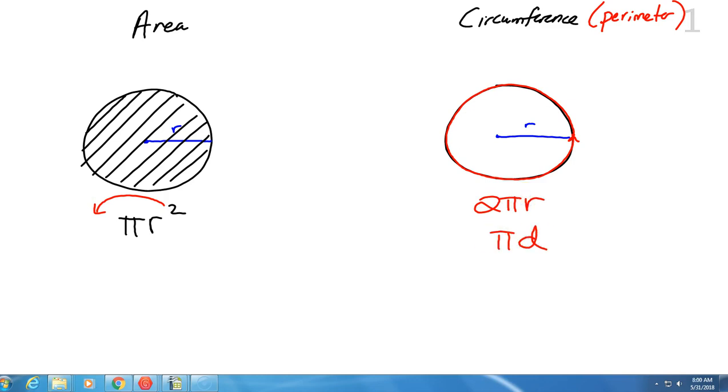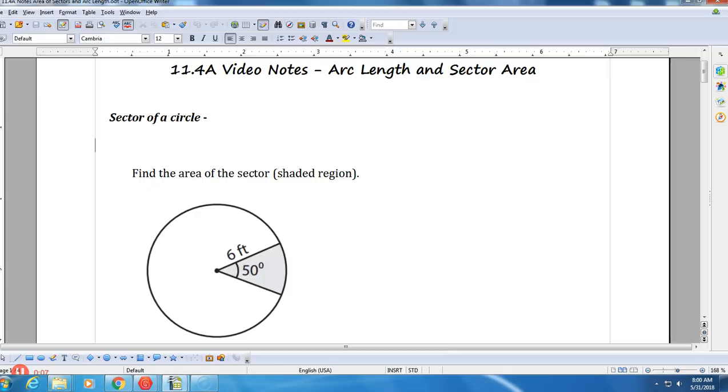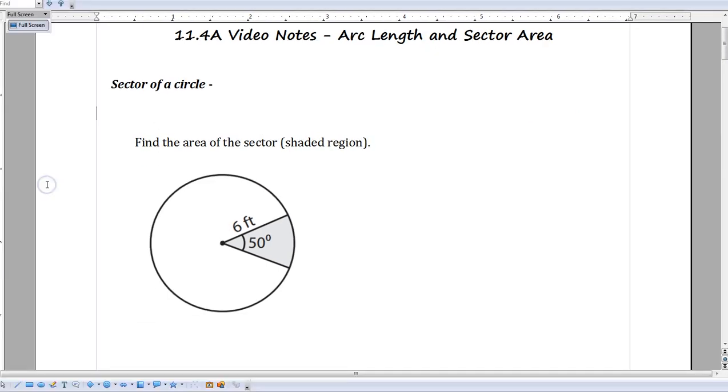So we need those two today, because what we're doing today is not finding the entire area, but finding part of the area. And we're not finding the entire circumference, we're finding a piece of the circumference. So that's going to set us up for our notes. Let's jump into this, go back full screen.